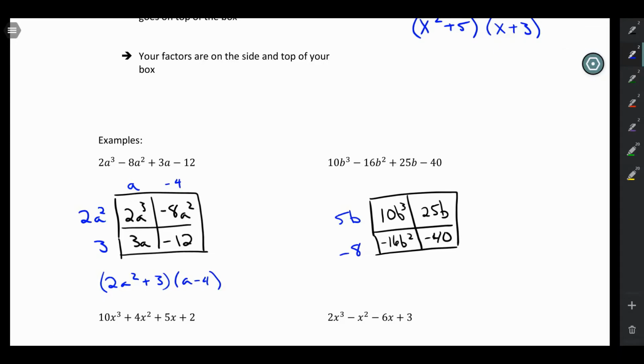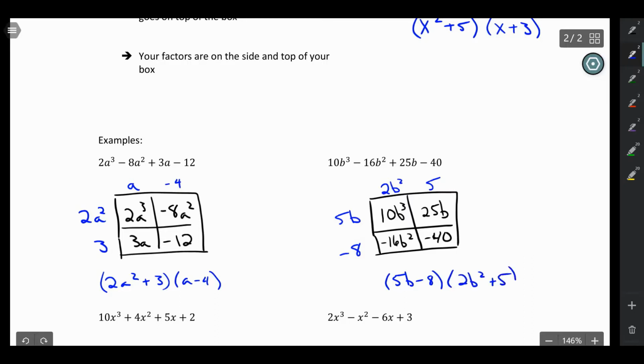Now, taking a look at this, I've got 10b cubed divided by 5b. Well, I need 2 and b squared still. 25b divided by 5b, I still need 5. Let's double check. If I divide negative 16b squared by 8, do I get 2b squared? Sure do. Negative 40 divided by 8, do I get 5? Sure do. That's how we know we did it right. 5b minus 8 and 2b squared plus 5. Those are my factors.